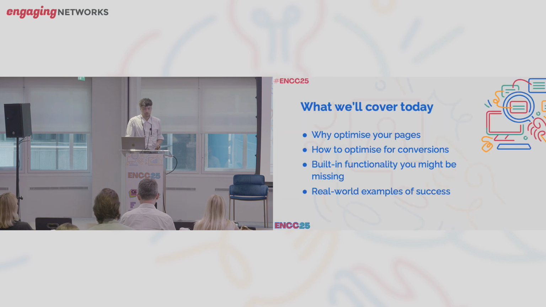So today I'm going to go through a bit about why we optimize pages, then specifics around the most standard optimizations that we make on Engaging Networks pages. I'll then talk about some inbuilt Engaging Networks functionality that you might be aware of but don't use, or might just be missing in general. And then I'll finish up with some examples of some successful campaigns that we've run from optimized pages.